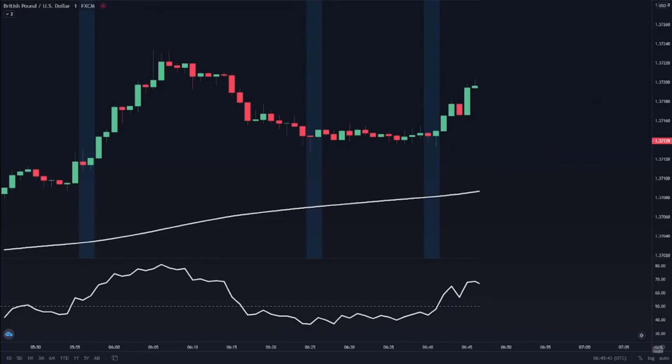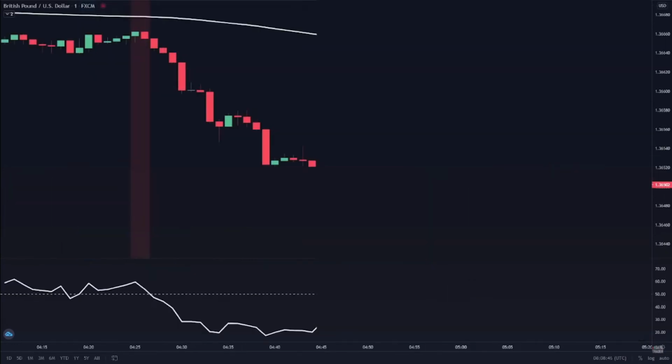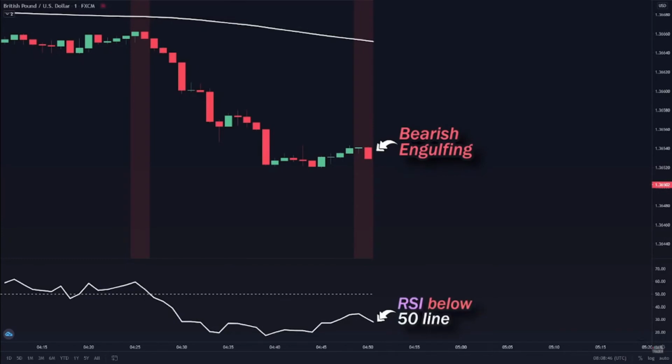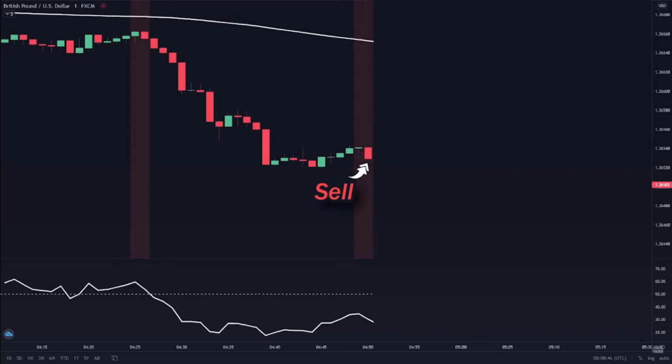Let's look at another example in this chart. We can see that the price is below the 200 EMA, meaning we only take signals from the bearish engulfing pattern. Then, we can spot that a bearish engulfing pattern has formed, and the RSI is below the middle line, and so you want to take a sell position here. Next, you set your stop loss above your entry candle, and for your profit target, you set it at 2 times your stop loss, and so this ended up being a profitable trade.